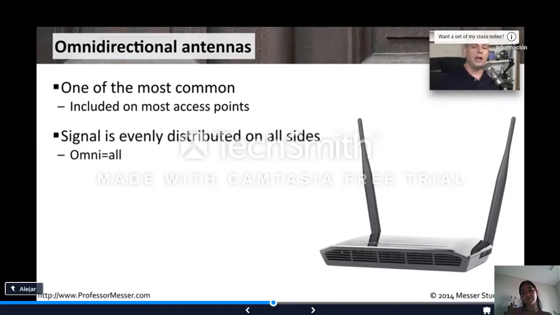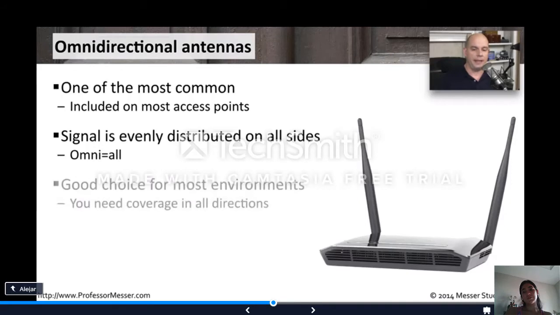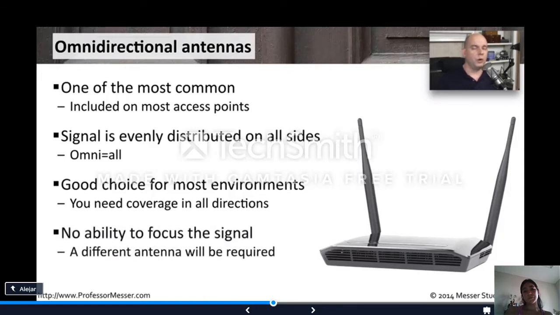That's why we call it an omnidirectional antenna, because no matter where you happen to be, you receive the same signal strength from that antenna. In many environments, this is a pretty good choice because you can put the antenna in a central area, and no matter where you happen to be, you're getting the same signal strength from anywhere around that access point. The problem occurs when you want to have a little more signal in a particular area. An omnidirectional antenna is very good at evenly distributing that particular signal throughout.